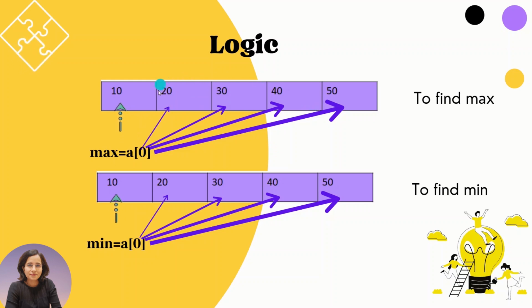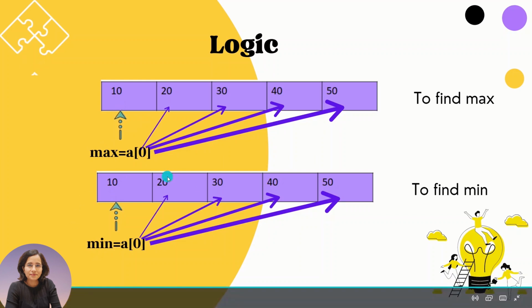If any other element is greater than this max variable, then that element will be the maximum. In the same way, you have to continue this procedure of comparing and initializing. At the last, you will get the maximum variable, then you can print that variable.